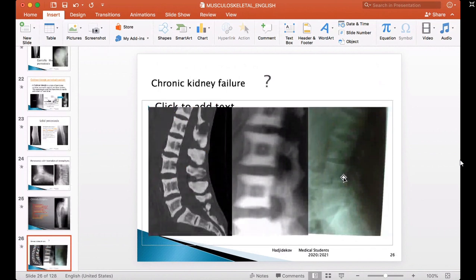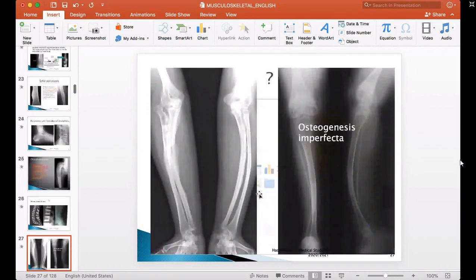So in chronic kidney disease, we can have some sclerosis of the lumbar vertebrae like a zebra. So they are very typical for these conditions. You can see that this tibia and fibula are not so narrow. They are a little bit curved. And this disease is called osteogenesis imperfecta.